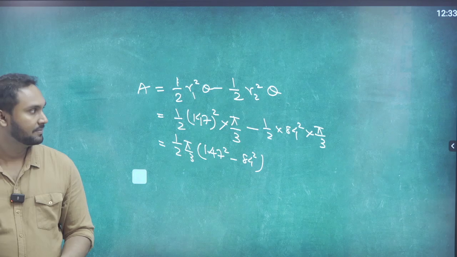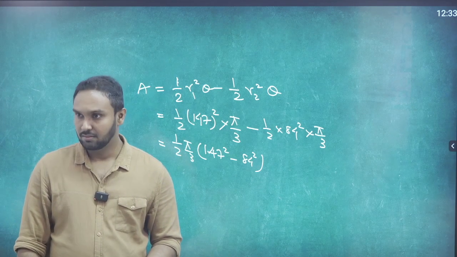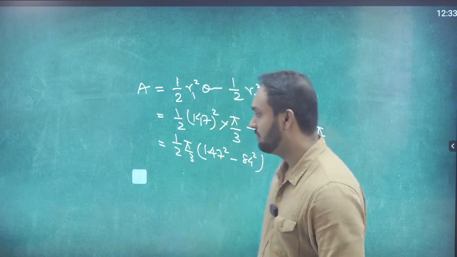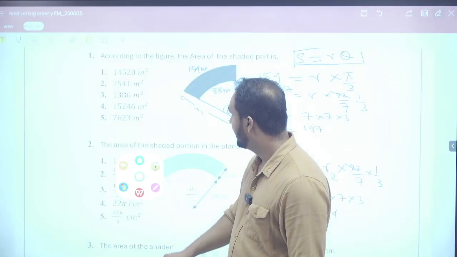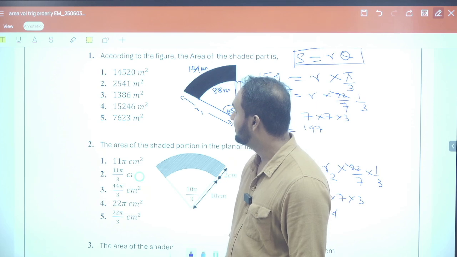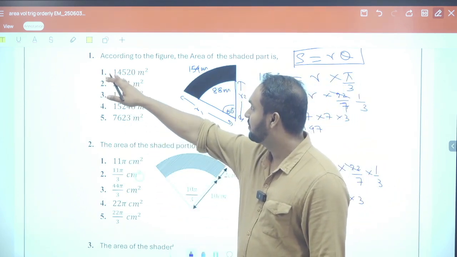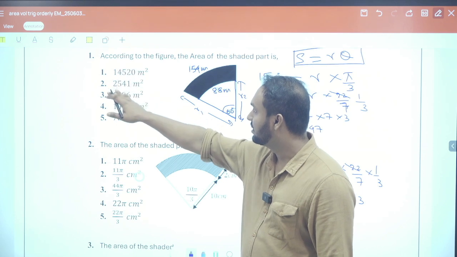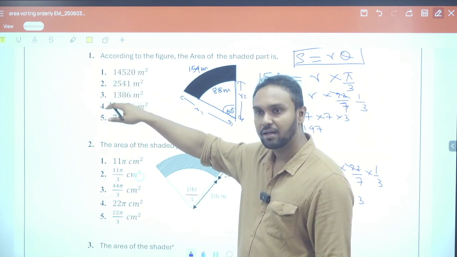What is the answer? Now there's another thing when you are simplifying. Listen, when you are simplifying, if the gaps between the answers are high, do you see like 14,520, 2,541, 1,380? Now there are gaps, right?